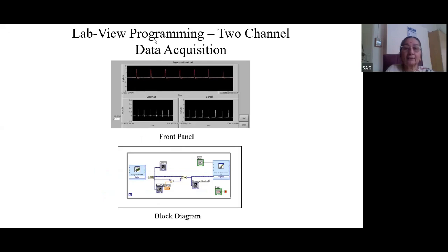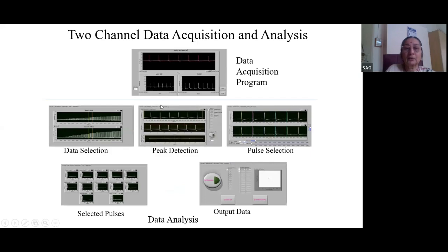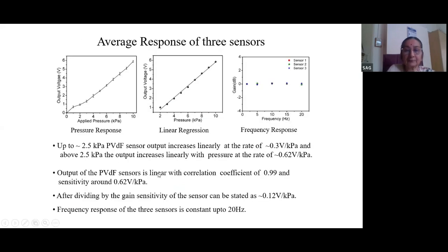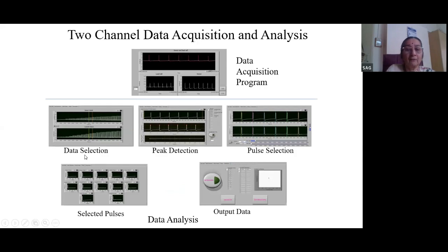This is our LabVIEW programming. Through LabVIEW programming, we developed a 2-channel data acquisition system. This is the block diagram of that program. This 2-channel data acquisition system can do data selection, peak detection, and pulse selection, so that the best pulses can be taken, because maybe in the initial stages, if there are pressure changes, a stable pulse may not be available, and therefore pulse selection, peak detection, etc. were made.